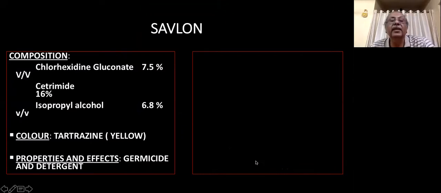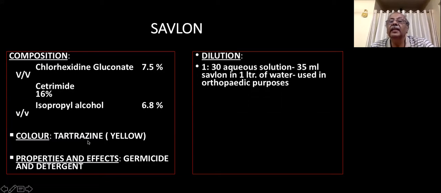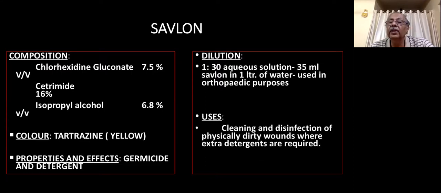Another is Savlon. What is the full name of Savlon? It is chlorhexidine gluconate with cetrimide 16% and isopropyl alcohol. It is yellow because of the presence of tartrazine. It is a germicide and detergent. So what is the concentration that is used? 1 in 30 aqueous solution. Uses: it is for cleaning and disinfection of physically dirty wounds where extra detergents are required.